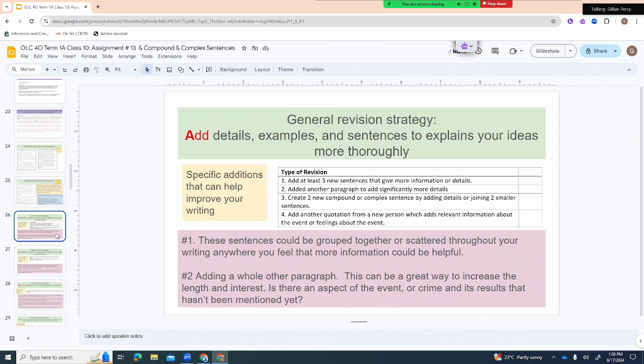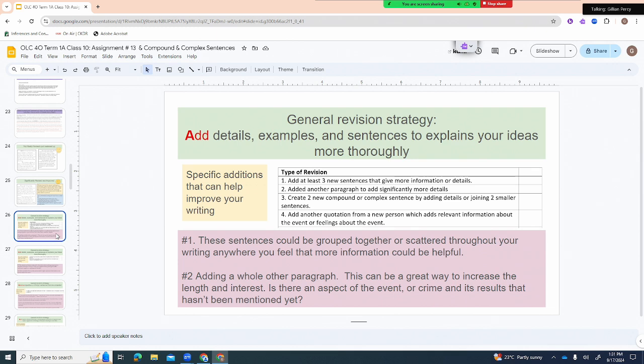I'm going to look up top at what the big revision strategy is that we're trying to talk about, and then we're looking at the specific revision ideas I gave you. Okay, so number one, add at least 3 new sentences that give information or details, add another paragraph. So this is all part of the adding strategy.